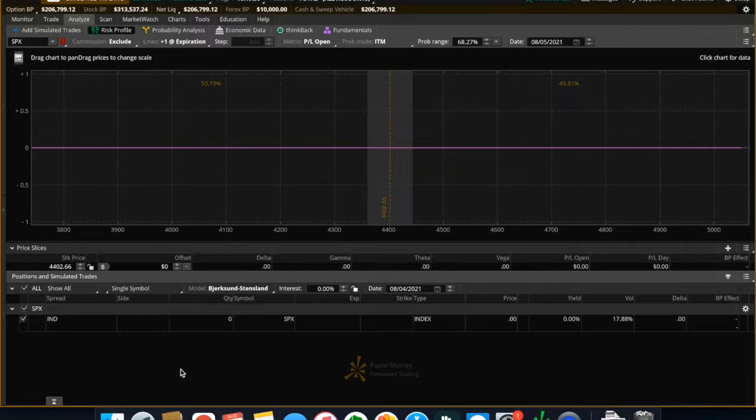I personally use Thinkorswim because I think it's one of the better platforms. I don't have any financial affiliation with them. I'm just a customer. I use it because I think it's good, and I've been using it for a long time, and I understand it, so that's a part of it as well.